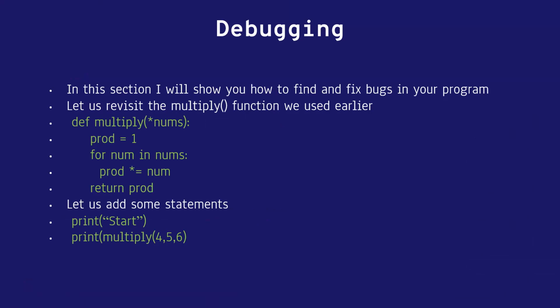Let us revisit the multiply function we used earlier. So you define multiply. Then the arguments is the one that we had, unlimited number of argument parameters. Just we had this inside. Now I want us to add some statements. The two statements that I want us to add there is print start, print multiply 4, 5, 6.